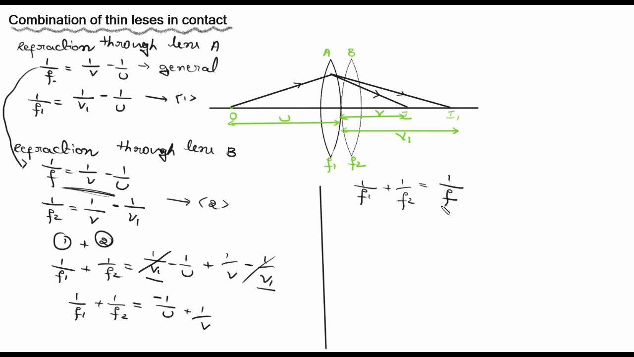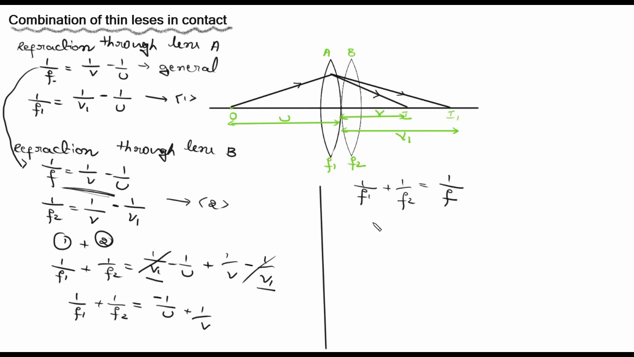This f represents the equivalent focal length of the combination of lenses. The equivalent focal length is that of the lens which produces the same effect as that produced by the combination of lenses, which means these two together will give one focal length value. That one focal length value is the equivalent focal length of the combination of lenses.